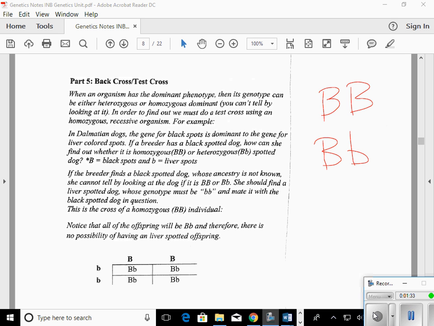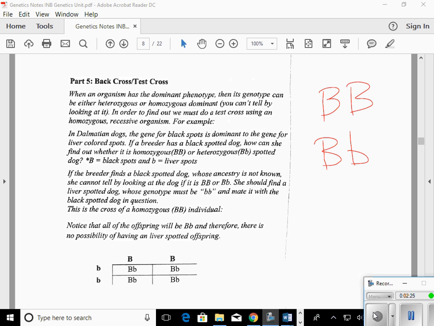The example that we have here, it says, in Dalmatian dogs, the gene for black spot is dominant to the gene for liver-colored spots. If a breeder has a black spotted dog, how can she find out whether it's homozygous, capital B, capital B, or heterozygous, capital B, little b, spotted dog? If the breeder finds a black spotted dog whose ancestry is not known, she cannot tell by looking at the dog whether it's capital B, capital B, or capital B, lowercase b. She should find a liver spotted dog whose genotype must be lowercase b, lowercase b, and mate it with the black spotted dog.